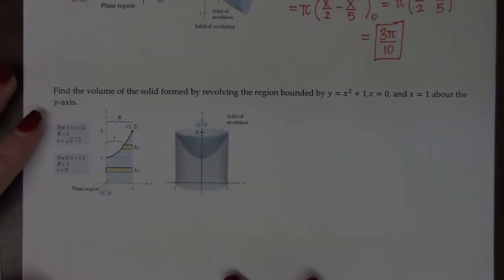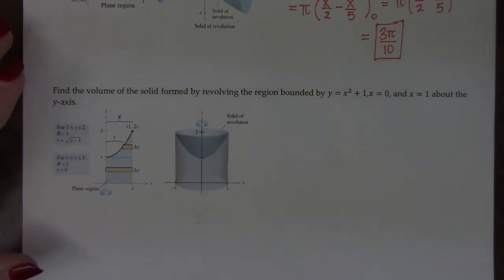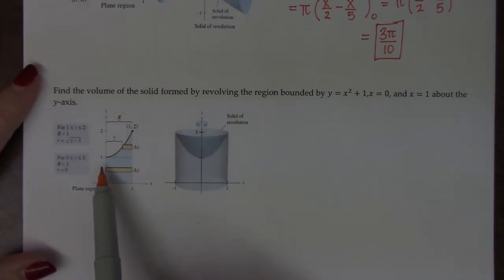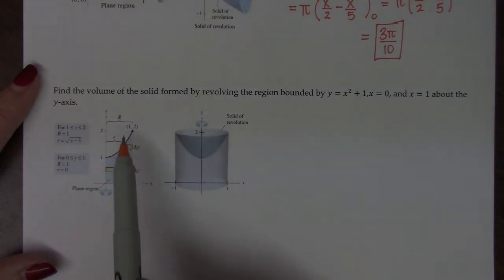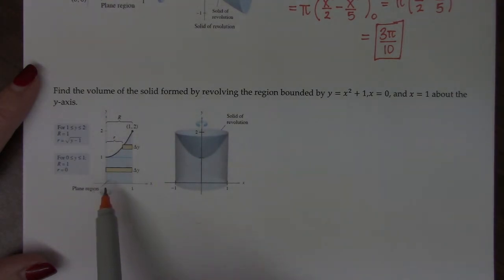All right, let's look at another one. This time, we're going to look at it with respect to the y-axis. So we're going to take this graph, which is x squared plus 1. It's a parabola that crosses at 1. And the line x equals 0, which is a vertical line right here at x equals 0. The line x equals 1, which was a vertical line at x equals 1. And the y-axis. So this is the region we have.